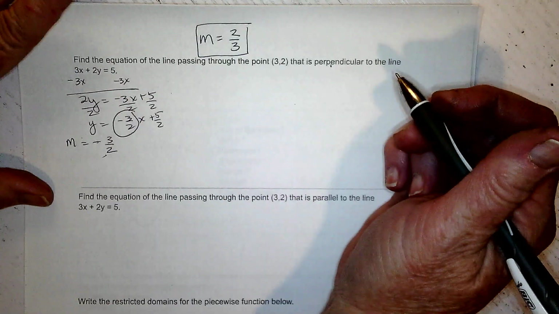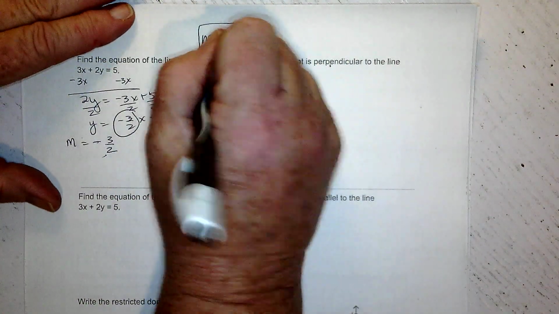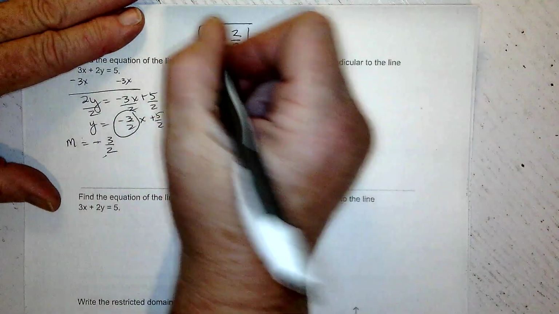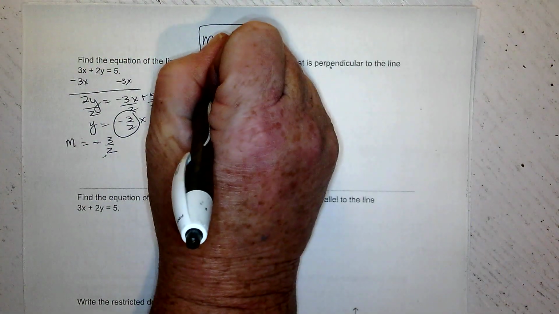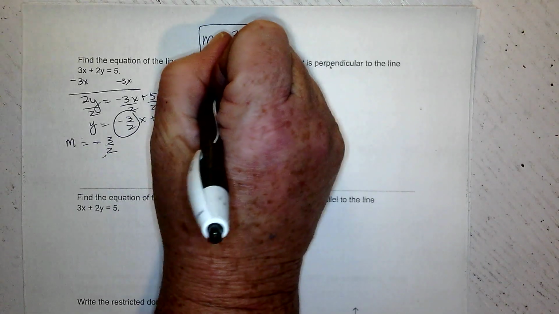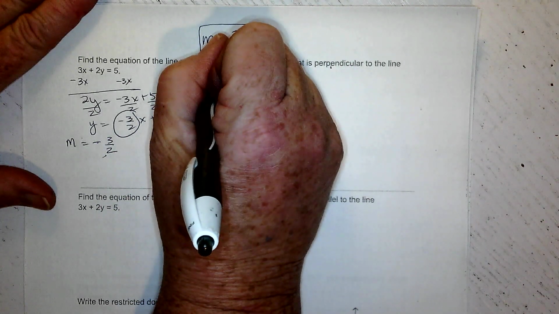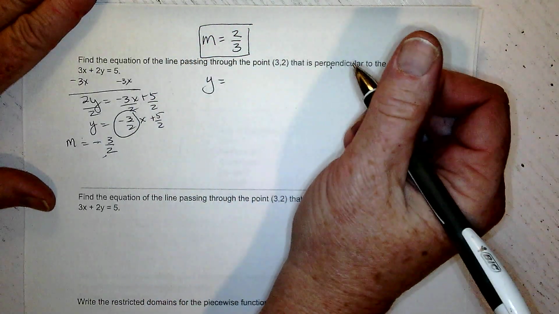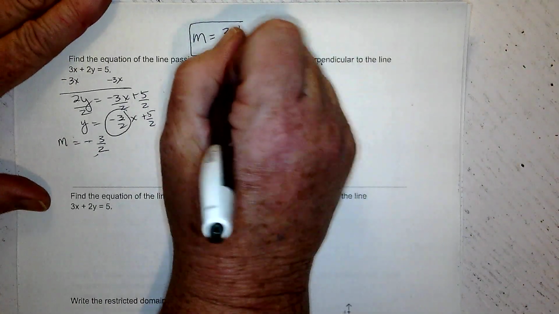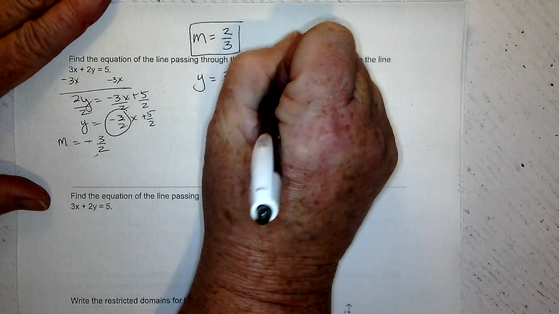There's a couple different ways. You can use the point slope formula, or you can use the slope-intercept form. I'm going to do one for this one and one for this one. I'll do point slope for this one. Actually, it looks like I'm doing it a different way. So y equals 2/3 x plus b.